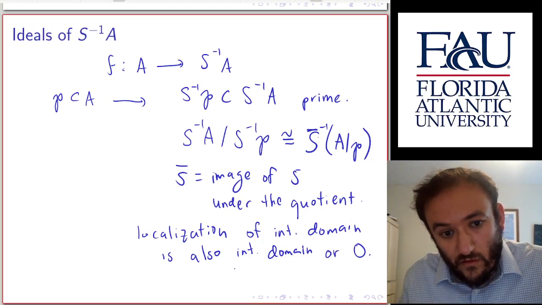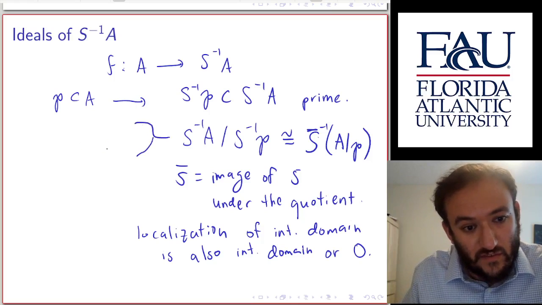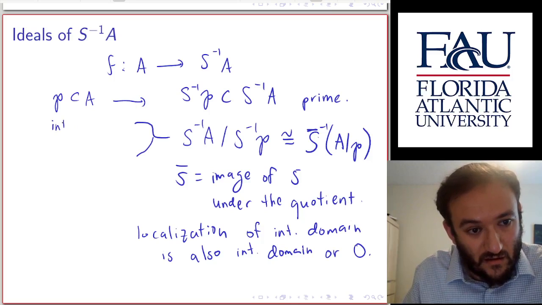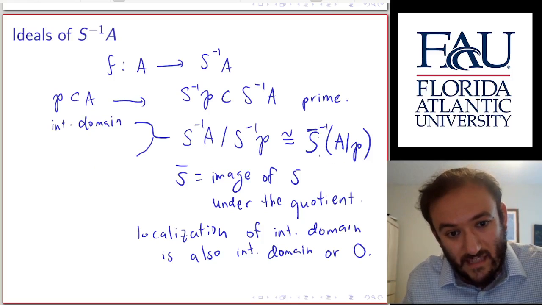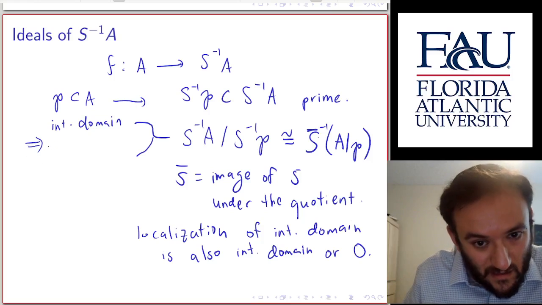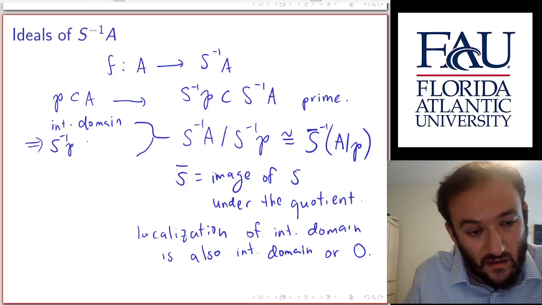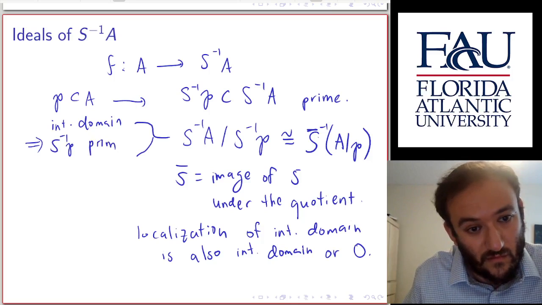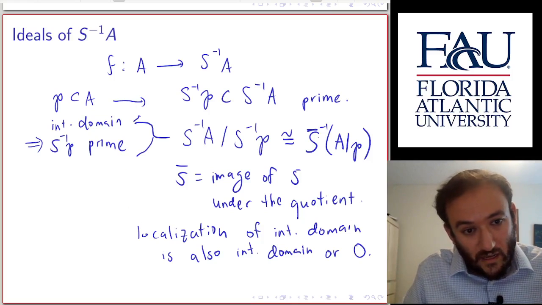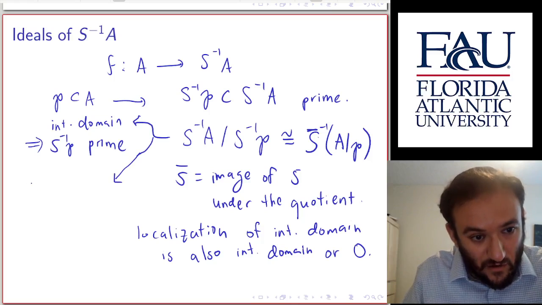So if it's an integral domain, then that means that the thing you're quotienting by, specifically S inverse P, is prime. Okay, so that's one option. The second option is that it's zero.